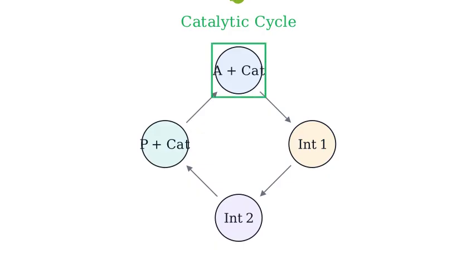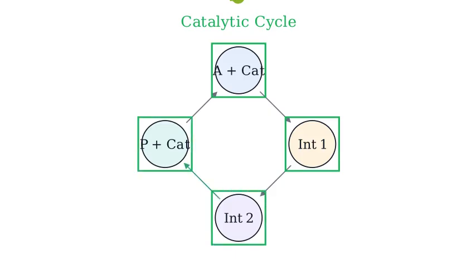We start at the top with substrate plus catalyst. The cycle advances to the first intermediate, then to the second intermediate, finally to product plus catalyst, closing the loop. This closed loop is key to green chemistry. Fewer steps, less waste, and lower energy.